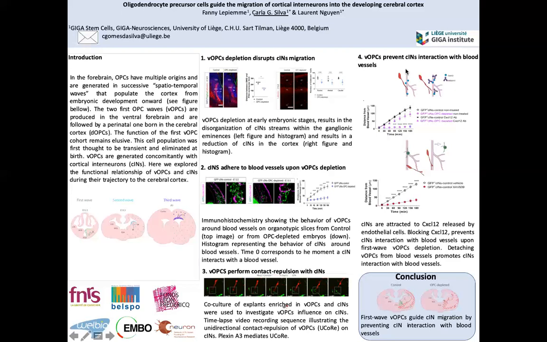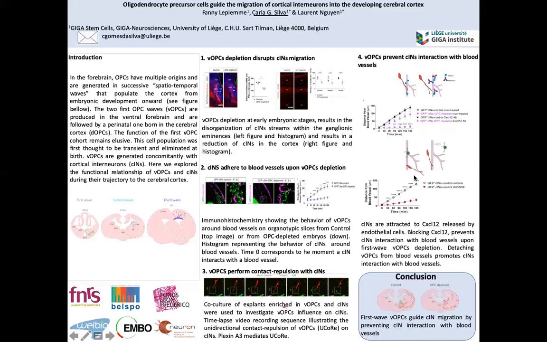When OPCs are present on blood vessels, interneurons are no longer able to come and interact with these structures to sense CXCL12. We found this by using antibodies blocking CXCL12.